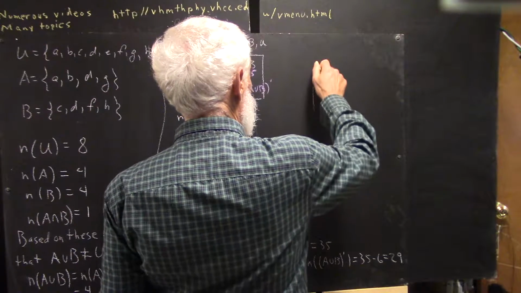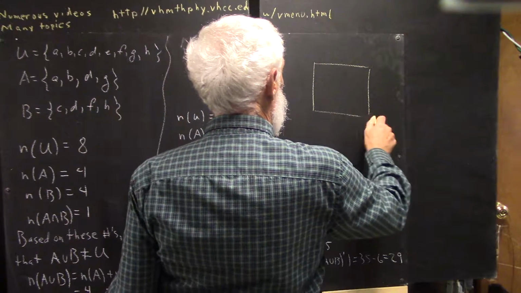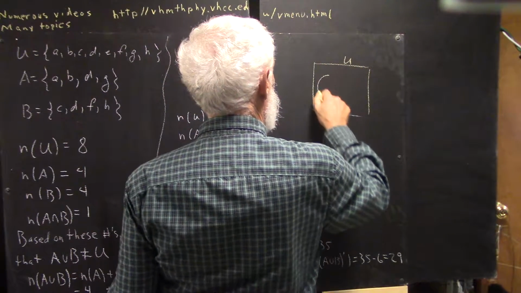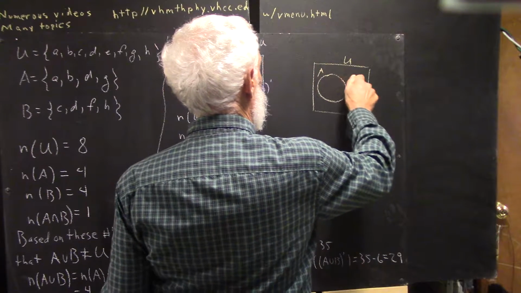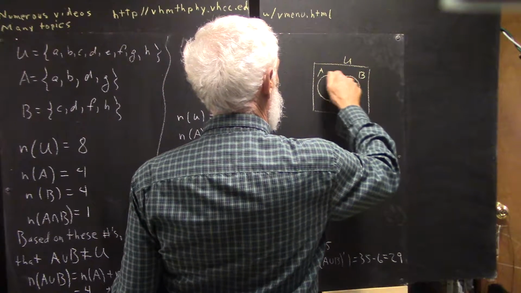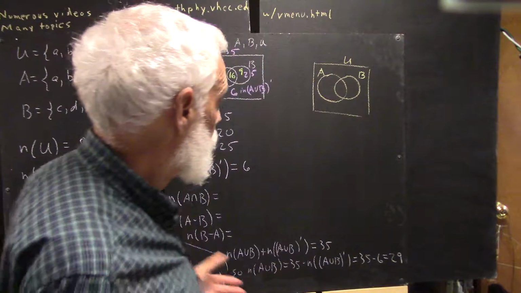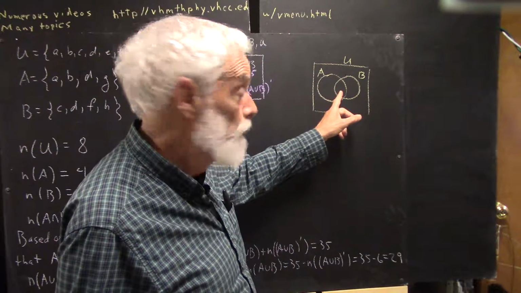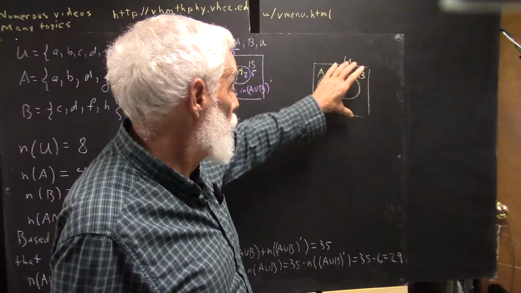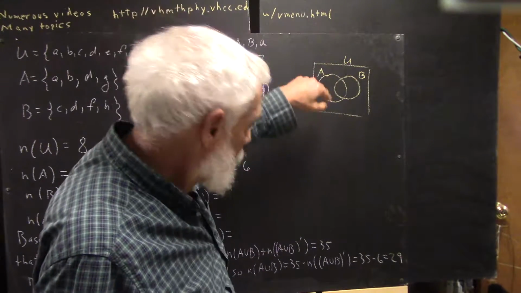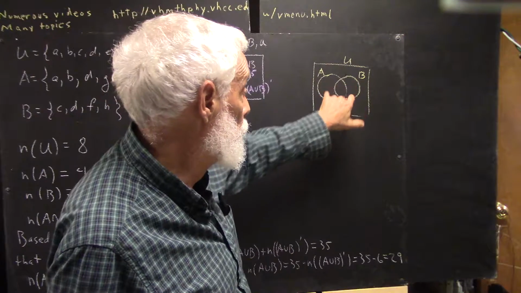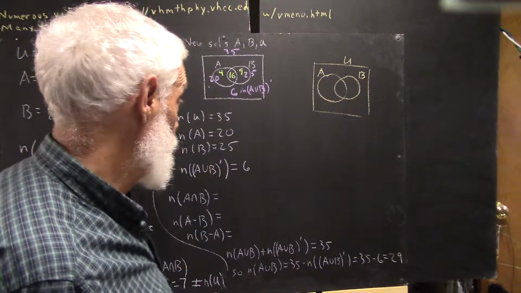Okay, so if this is our universal set, this is set A, this is set B, then this represents the general case where A and B have some intersection and they're both within the universal set, but there's stuff outside of the 2 sets that's also in the universal set.